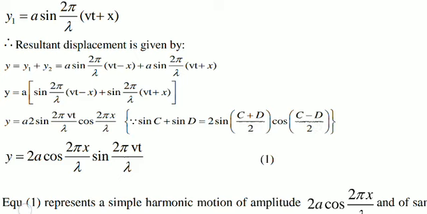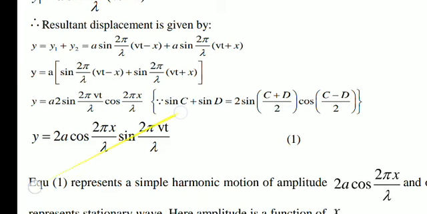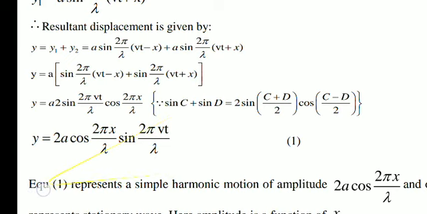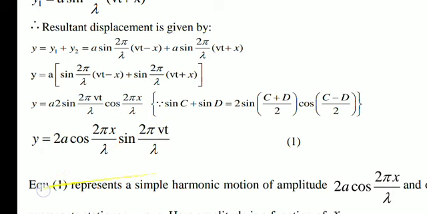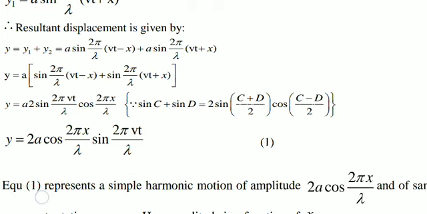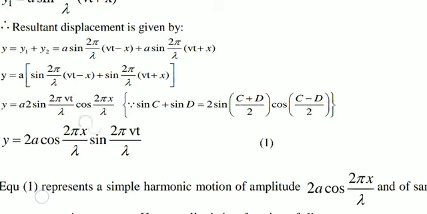Let us do some calculations, and finally we will get this formula: y equals 2a cos of 2 pi x divided by lambda into sine of 2 pi Vt divided by lambda. You see that the resultant wave also has the same frequency, that is v by lambda, and the same time period. And this complete thing, 2a cos of 2 pi x divided by lambda, is called the amplitude of the resultant wave.